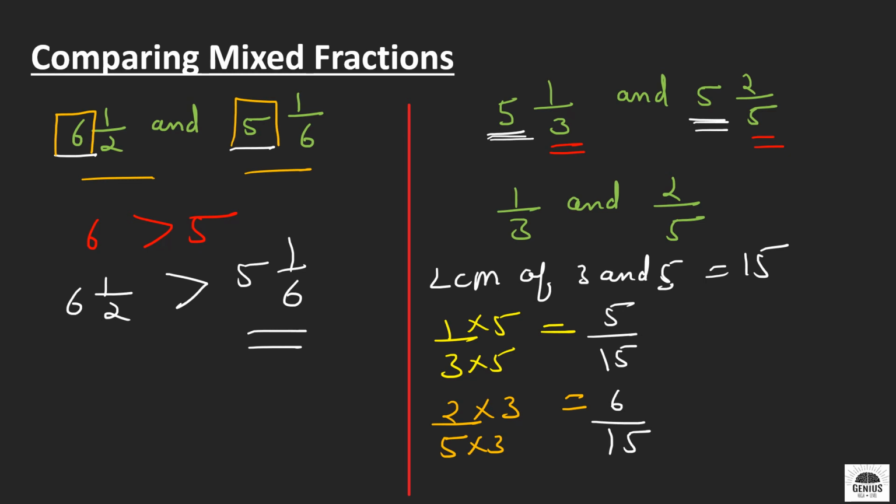Now these two fractions are like fractions. Now we will compare them as like fractions. Greater the numerator, greater the fraction. So here 6 is greater than 5, so 6 by 15 is greater than 5 by 15, or 5 2 by 5 is greater than 5 1 by 3.